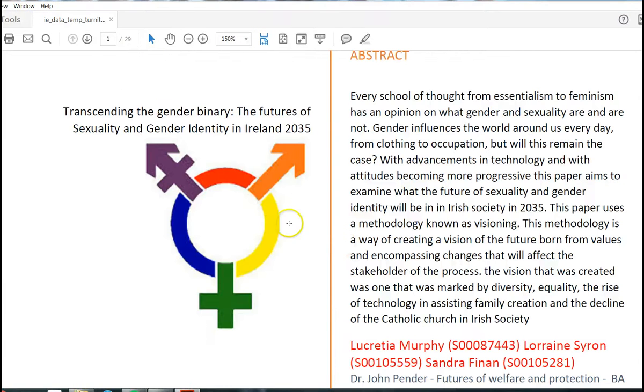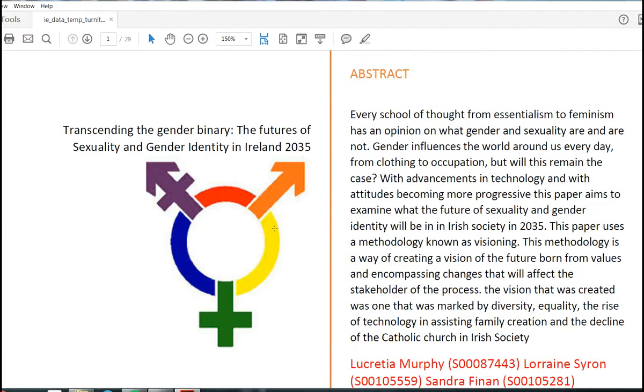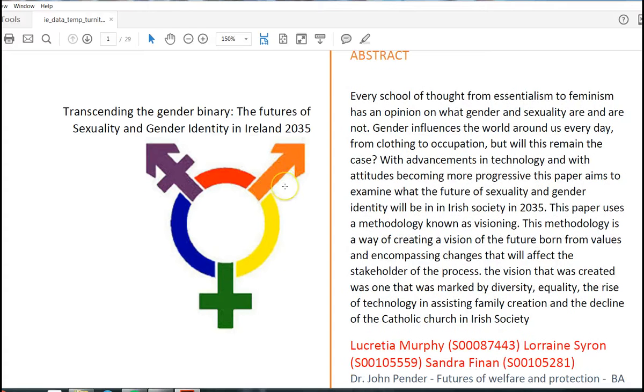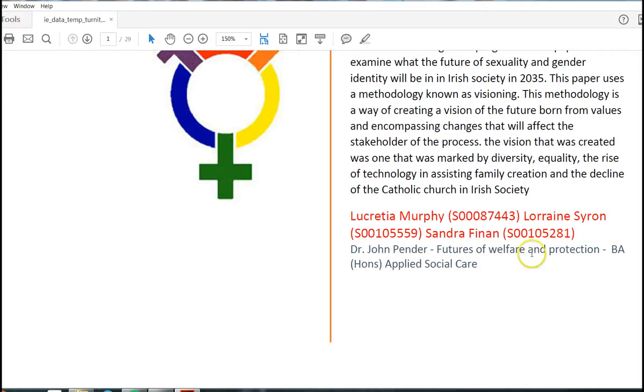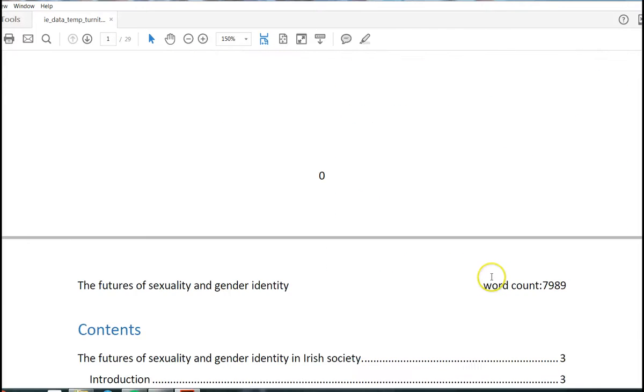Okay, as I was alluding to, we're now going to have a look at an assignment written by Lucretia Murphy, Lorraine Siren, and Sandra Finan. Now, as you can see, the title of their assignment was Transcending the Gender Binary, the Futures of Sexuality and Gender Identity in Ireland to 2035. So again, structurally, it looks quite appealing to the eye, doesn't it? They provide an abstract, where they talk about what their actual paper will entail. Again, they provide student names and their ID numbers.